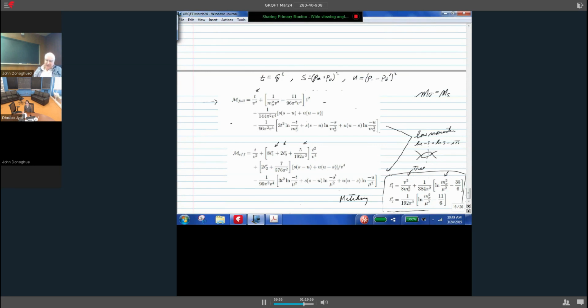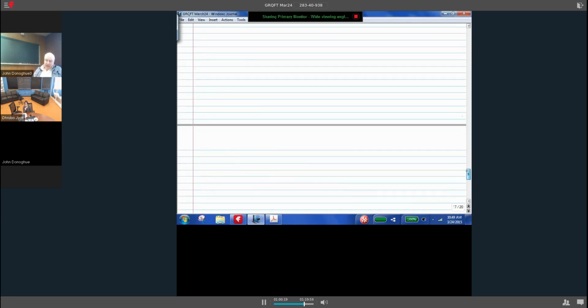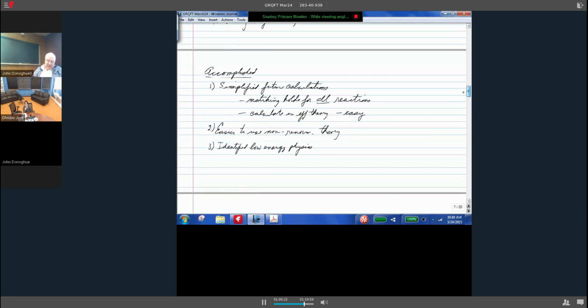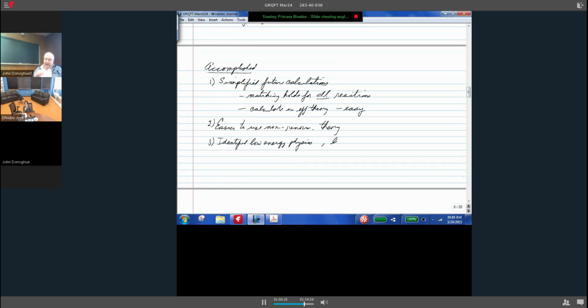So we've found, the second thing we found is it's actually easier to use the non-renormalizable theory than it is to use the renormalizable one. And we've been able to do perfectly good calculations this way. Even more interesting, I think, is we've identified the non-local, the low energy physics.